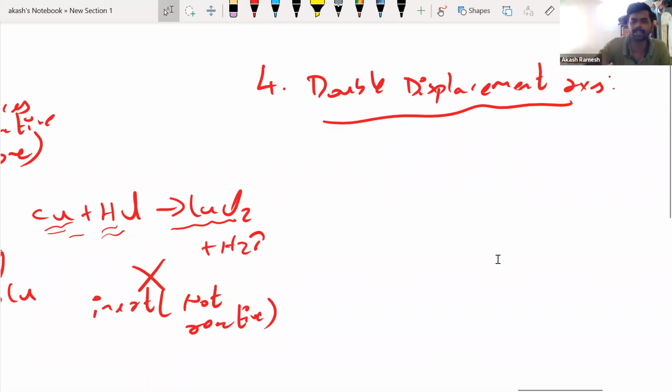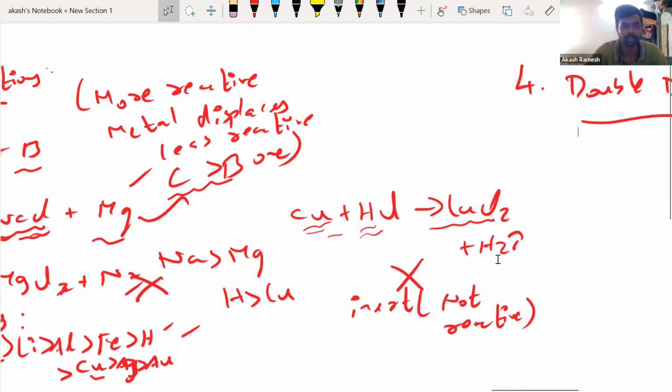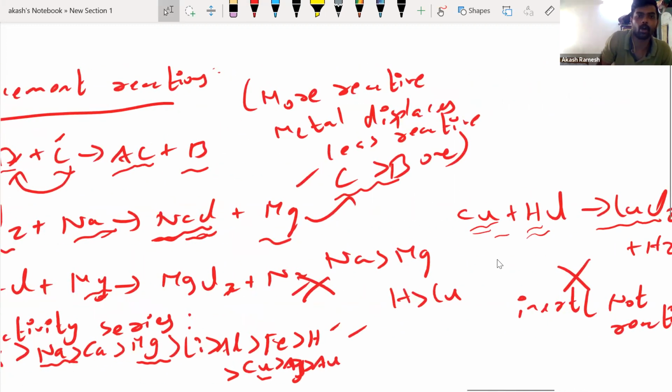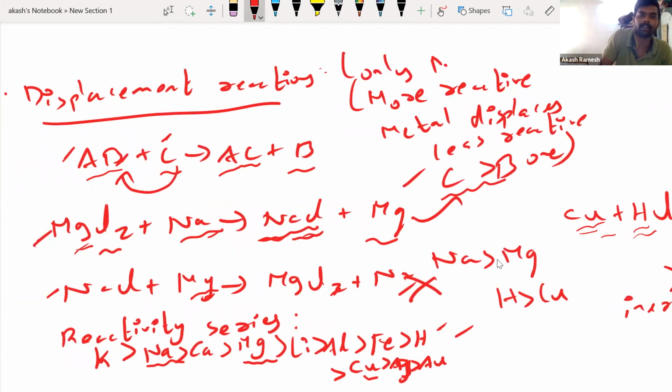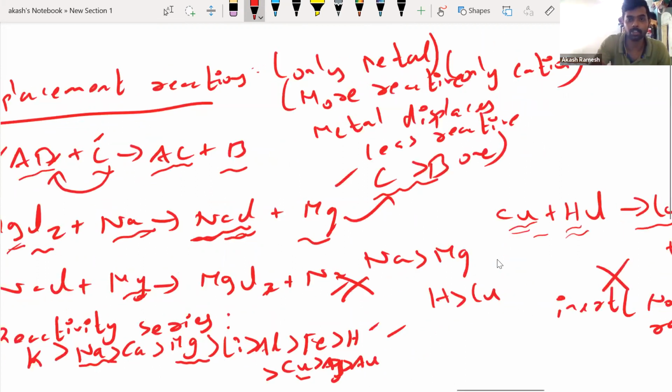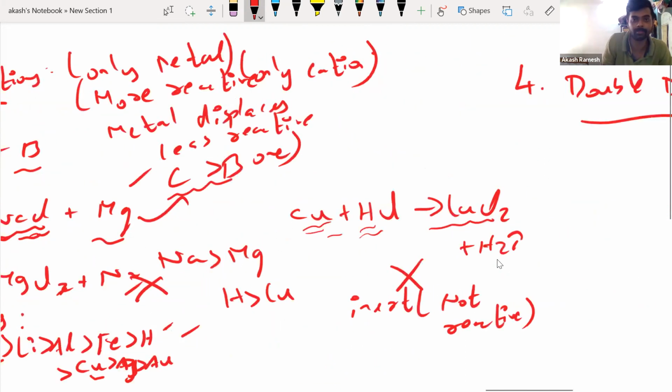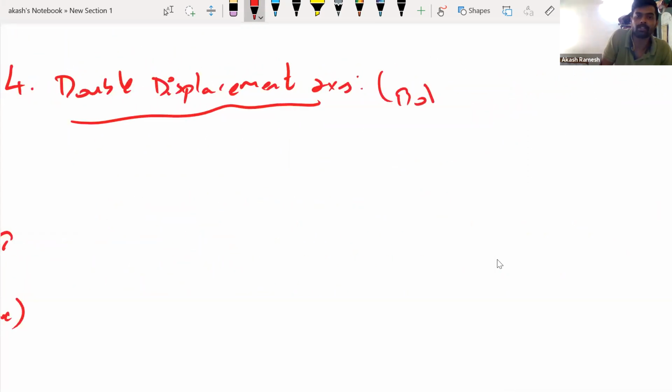Okay, now this is again a displacement reaction, but the difference here is you see here only metal gets displaced, right? Or I would say only the cation is displaced. But in the case of a double displacement reaction, both cation and anion get displaced.